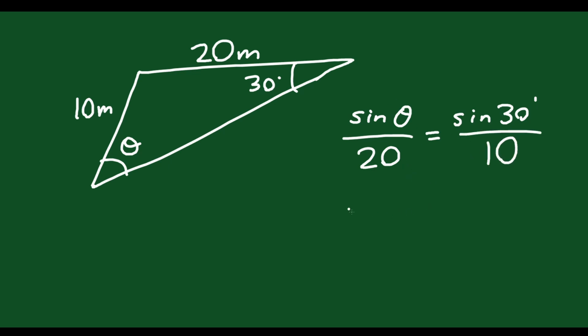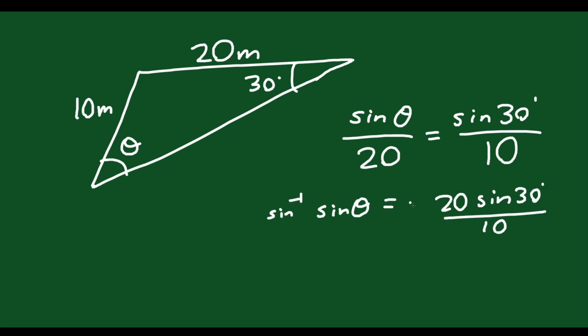So I multiply 20 to the other side, so sine of theta equals 20 sine 30 degrees over 10. I have to get rid of the sine, so I'm going to sine inverse both sides. Those cancel, and you're left with theta is equal to that big mess. I'm going to calculate that real quick, and for theta, my answer is 90 degrees.